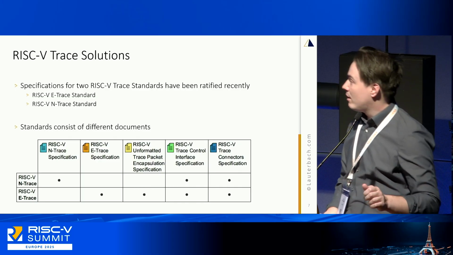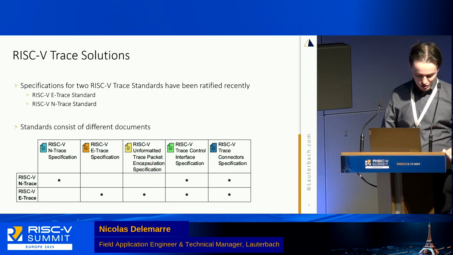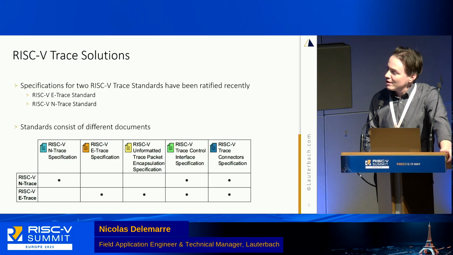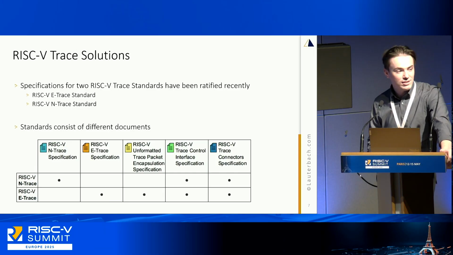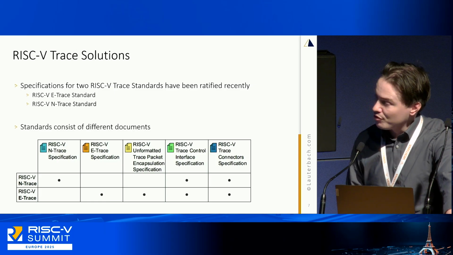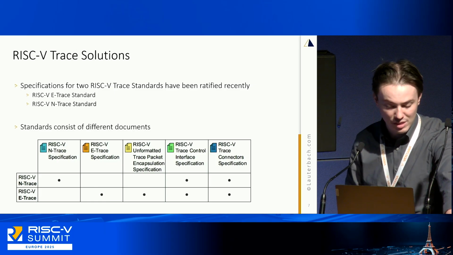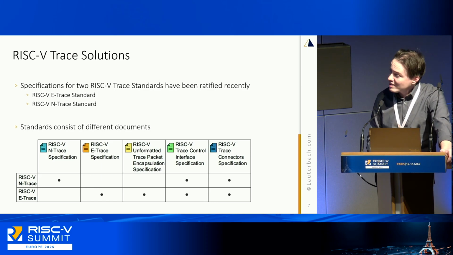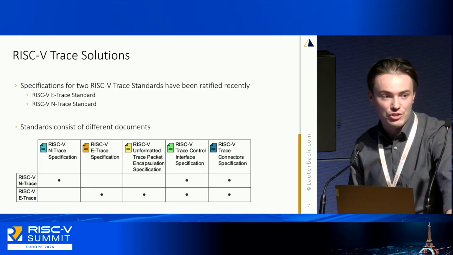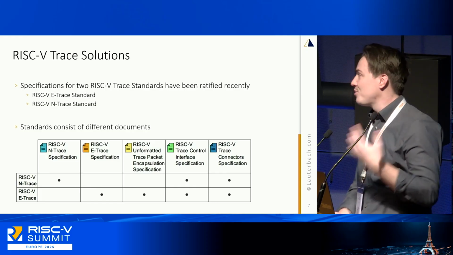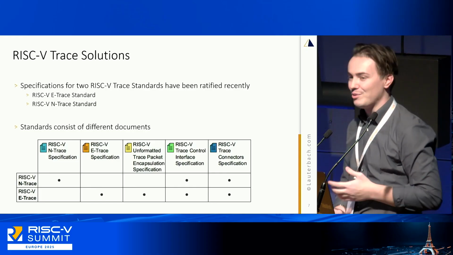As of today, there are quite plenty of trace possibilities, but we will only talk about the two standard versions, the so-called nTrace and eTrace. We at Lauterbach support both of them. They rely on different documents as shown in this picture. The nice thing to underline is that they all rely on the same trace control interface specification and the same trace connector specification. So it's really easy to switch from one to the other, and from our side, it's much easier to support because we don't have to mix things up.